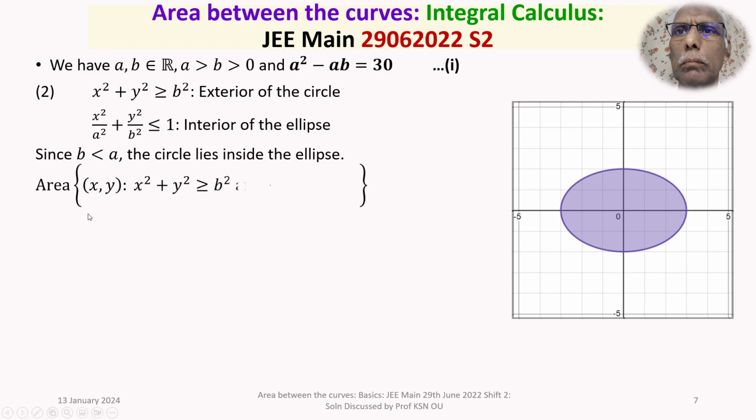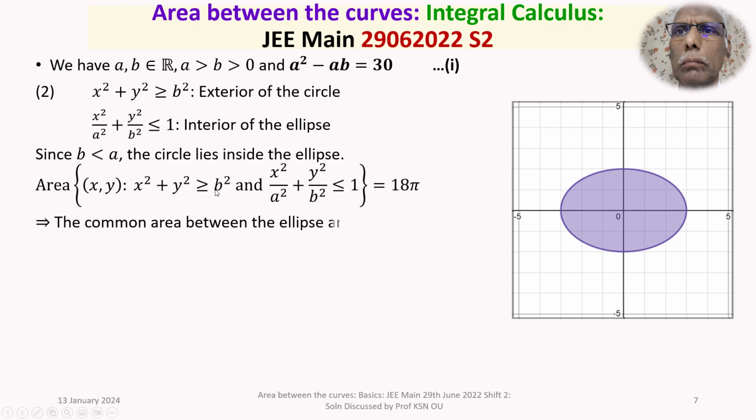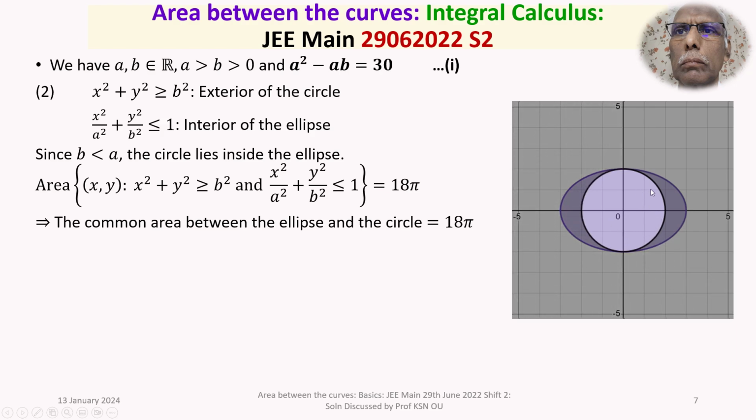Right. The area of all ordered pairs x comma y such that x square plus y square is greater than or equal to b square, that is the exterior of the circle, and x square by a square plus y square by b square is less than or equal to 1, that is the interior of the ellipse, is given to be 18 pi. And what is this area? The common area between the ellipse and the circle. So what is the common area? The common area is the shaded portion, that is exterior to this circle, interior to this ellipse.